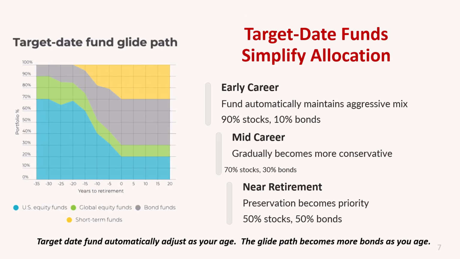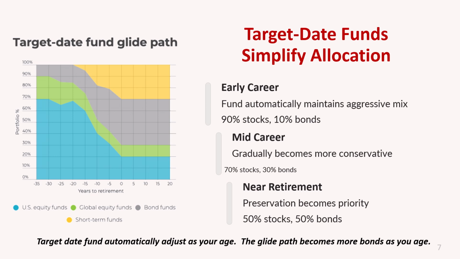Now, I know that all this talk about percentages and adjusting allocations might sound a bit complex. But here's some great news. There is a simple hands-off way to manage this. We briefly discussed it before, and it's called target date funds. These funds automatically manage your asset allocation for you.